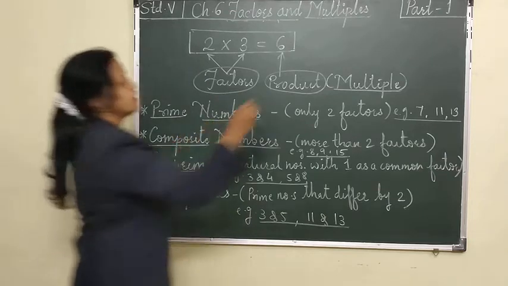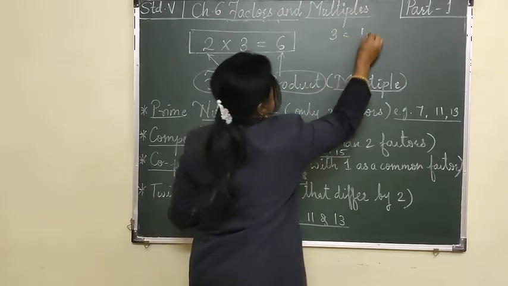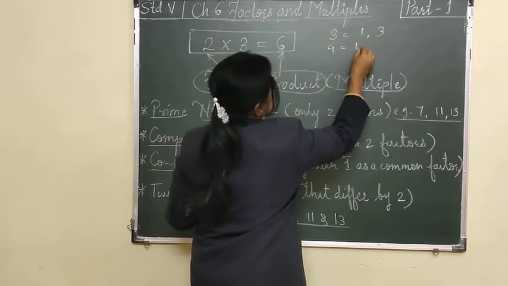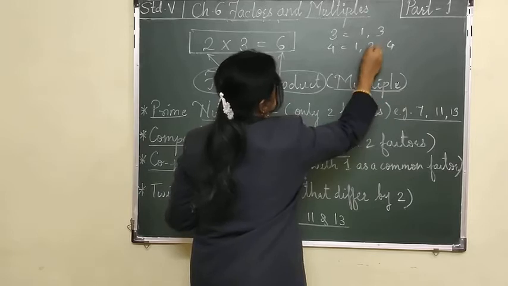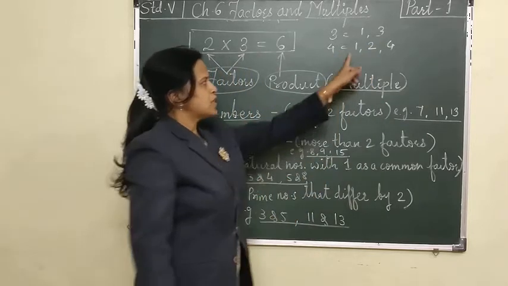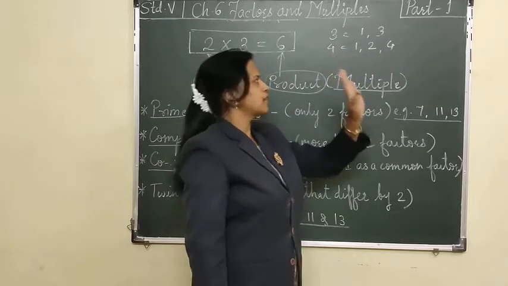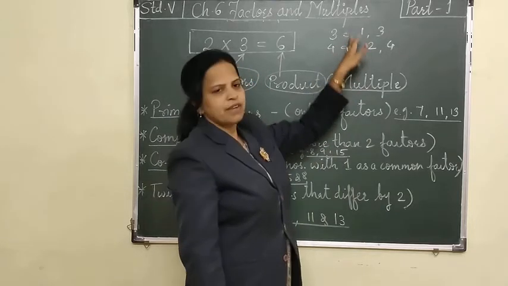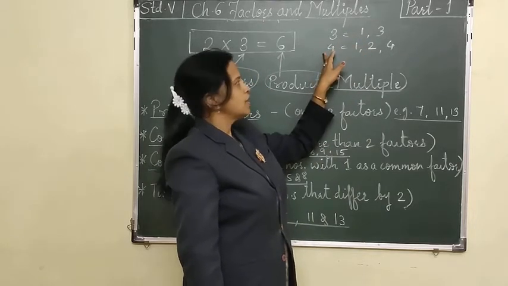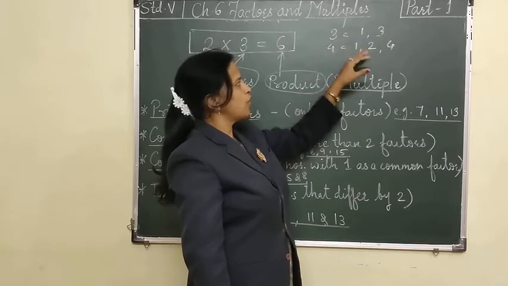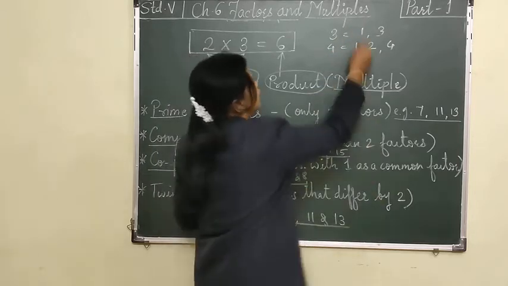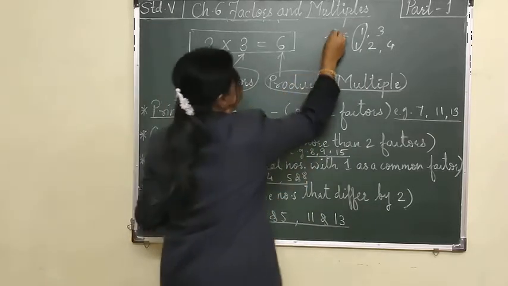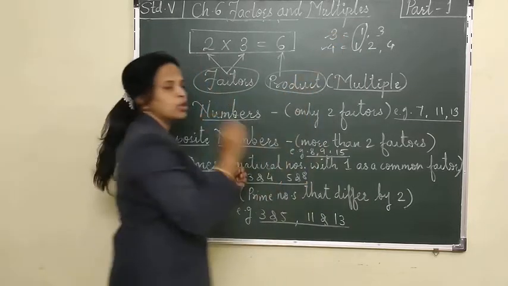We will write here the factors of 3: 1 and 3. 3 ones are 3. But for 4, if you check, 1 4 is 4 and 2 2s are also 4. So 1, 2 and 4 are the factors of 4. But if you check their common factors, 3 and 4, if we want to find the common factors of both, then only 1 will be the common factor. Then these two numbers 3 and 4 are called co-primes.